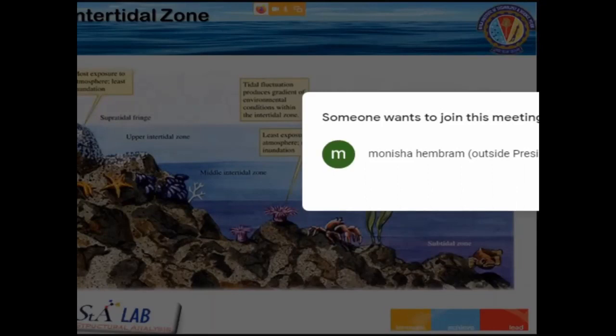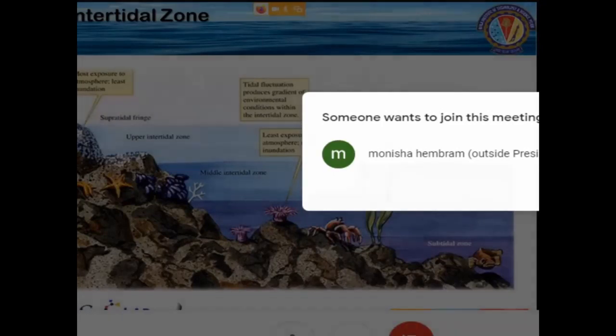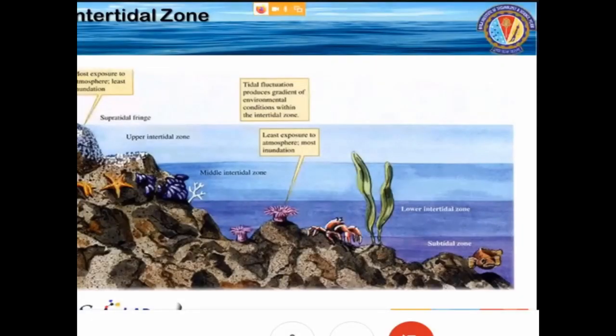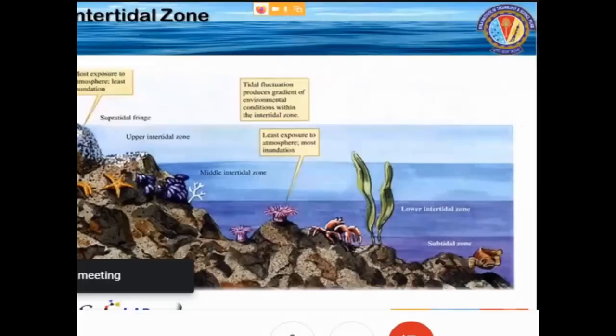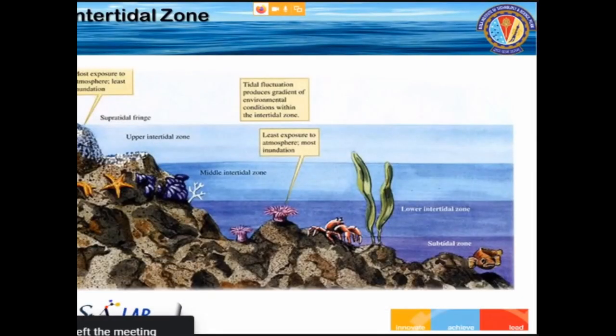So basically, an organism or an animal survives this desiccation and rehydration throughout its life. Understandably, these animals have specialized adaptations to cope with the alternate desiccation and rehydration cycles. Now, why I chose this intertidal zone is because I could also connect it to my own life.